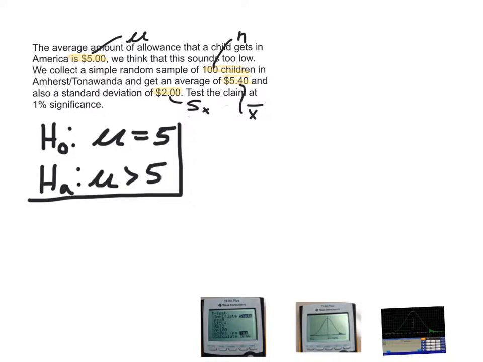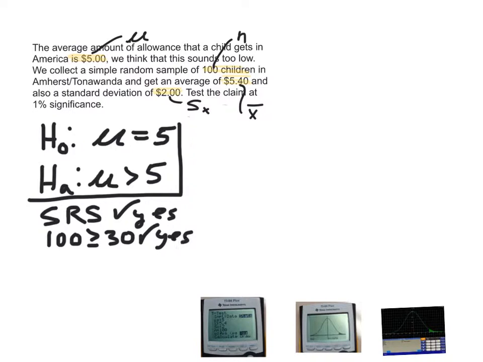In my second step, I'd like to check the conditions. Is it a simple random sample of children? And it is. And do we have enough children in the sample? Is 100 big enough? Well, as long as it's 30 or higher, we're in pretty good shape. So both conditions actually are passed, and we can go on and complete the second step. Besides writing down the conditions, I like to name which test I'm going to use. This is a t-test because the standard deviation is coming from the sample.